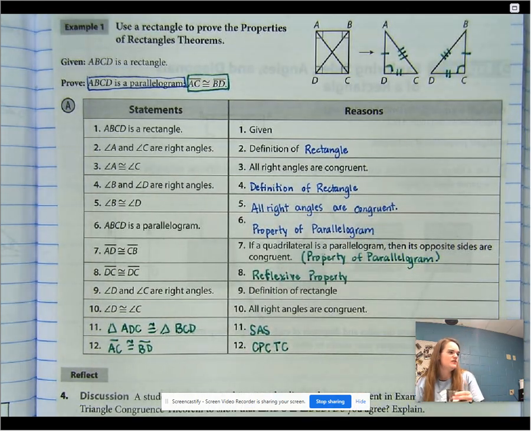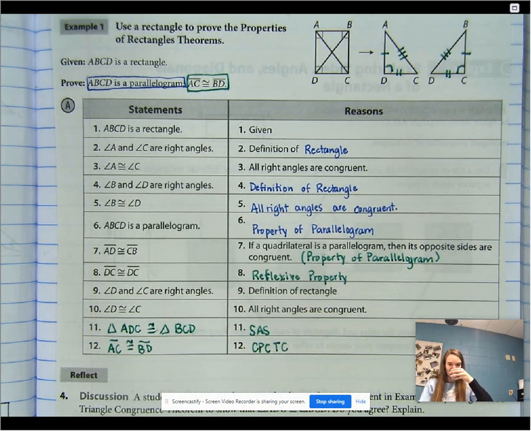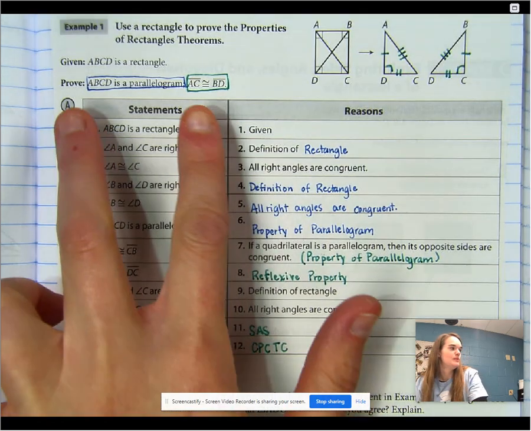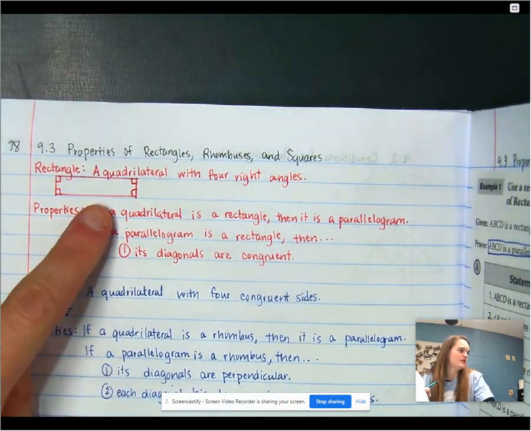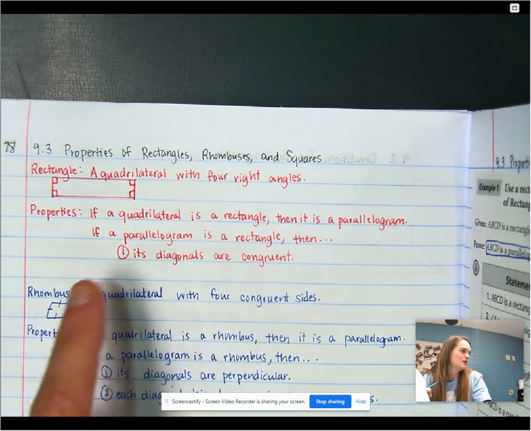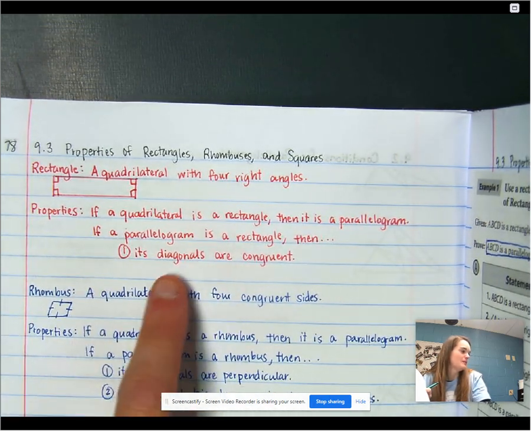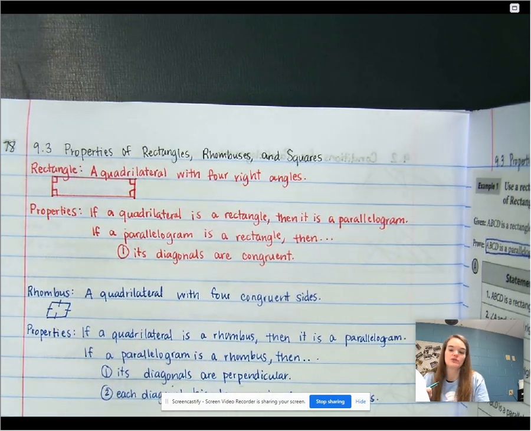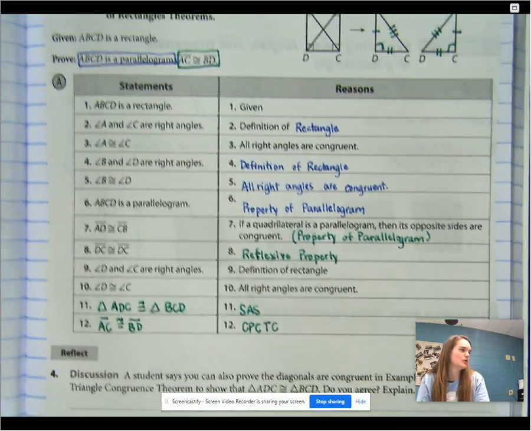You might put CPCTC instead. But I have now proved both. Those are these two properties. I proved that if it's a rectangle, it's a parallelogram. I proved if it's a parallelogram, if it's a rectangle, then its diagonals are congruent. We did both in this proof.